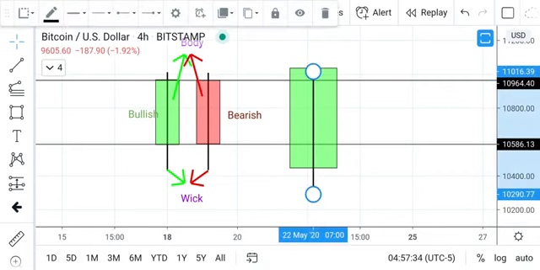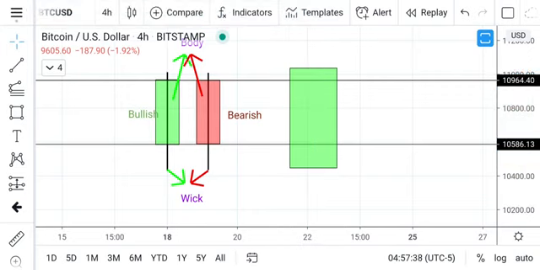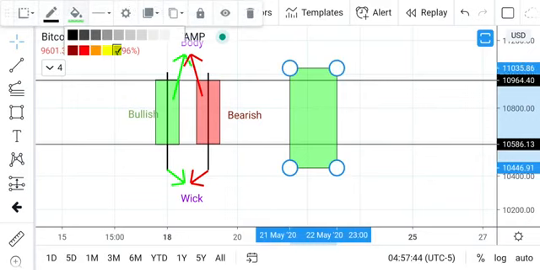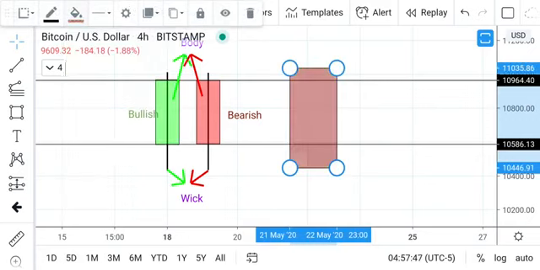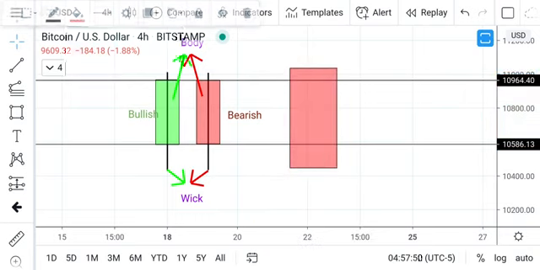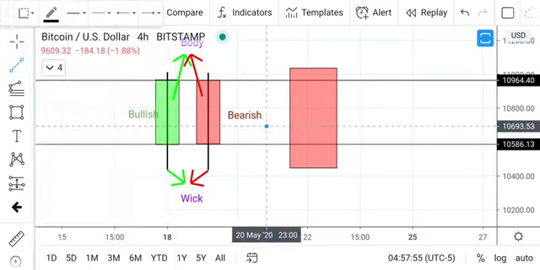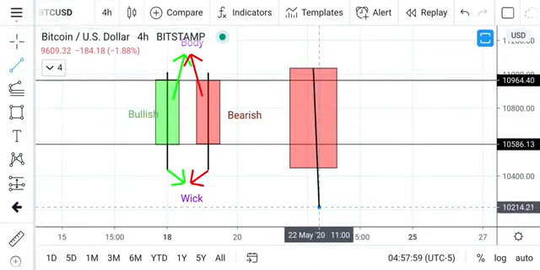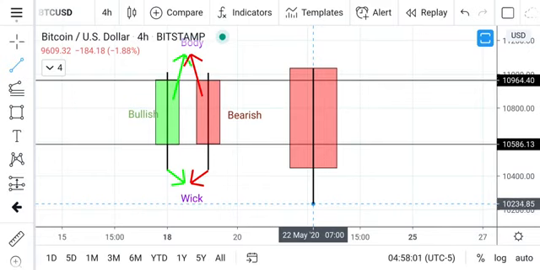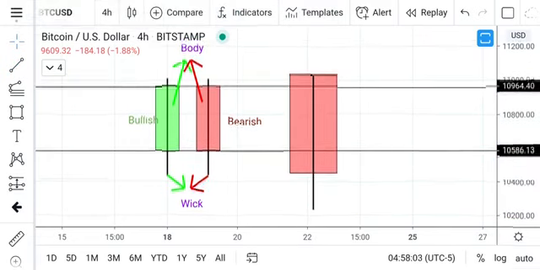You pay attention to the body, which is the green or red part, and you also pay attention to the wick, the black line inside the body. So that's it.